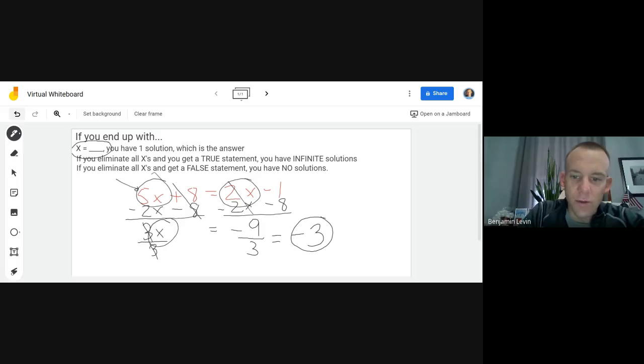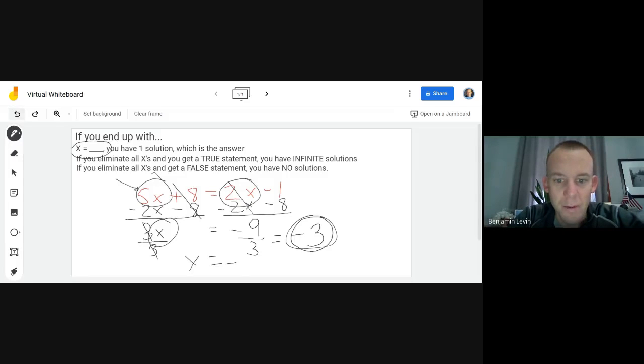That's what we did. x equals -3. x equals -3 is our solution. That's the one solution. That's the answer to the problem, right?